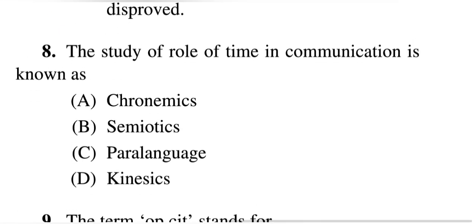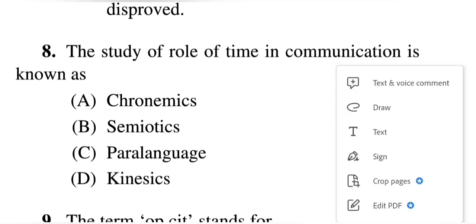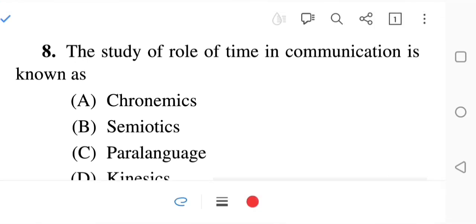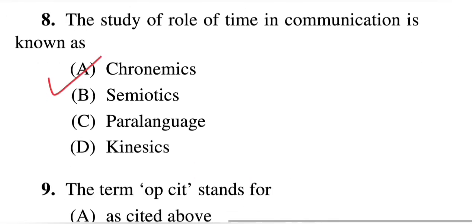Number 8, it says the study of role of time in communication is known as what? Chronemics, semiotics, paralanguage, kinesics. 4 options. What will be the correct one? Correct option is chronemics. Chronemics is the study of role of time in communication. Okay, and the rest, these are also important. Do your own research to know more about it, so that if any question comes in future, you will be able to answer it.